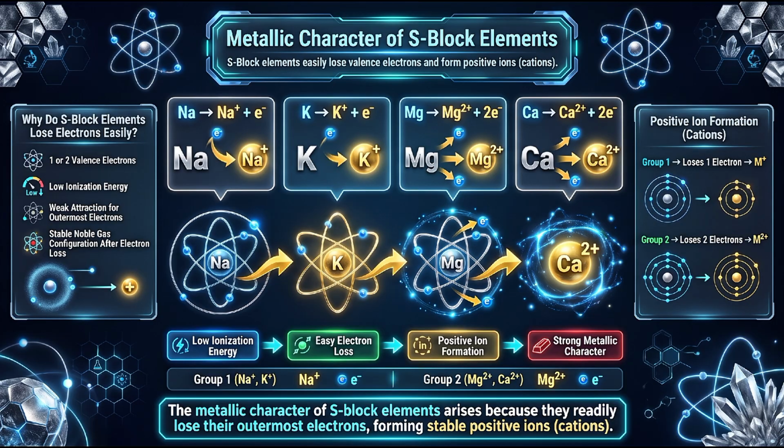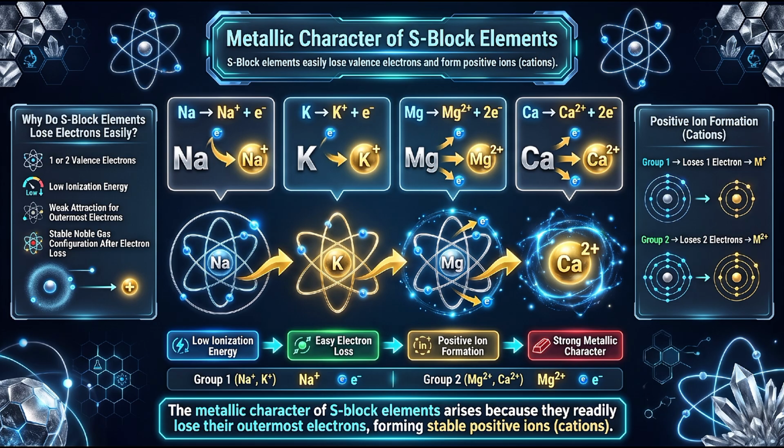The S-block elements, which include the Group 1 alkali metals and Group 2 alkaline earth metals, possess the strongest metallic character in the periodic table because they have only 1 or 2 valence electrons that can be removed easily. As a result, these elements readily form positive ions and participate in numerous chemical reactions.